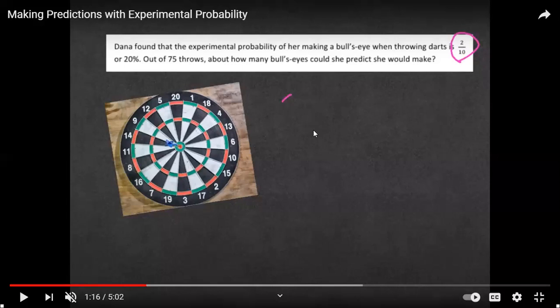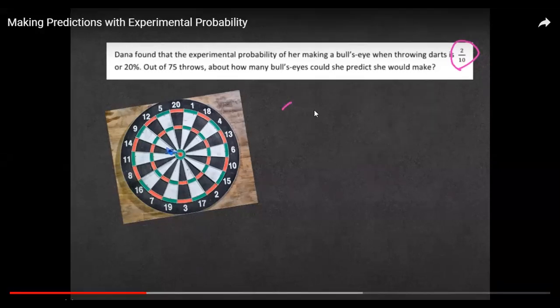Yes. Like, if she has 7 tens, it will be 14, and then we have 5, it will be 15. Okay, let me show you a method. I appreciate what you said. We can use it mathematically to calculate the number of times. Anyone want to add something? How will we predict, out of 75 throws, how many times would she make it?